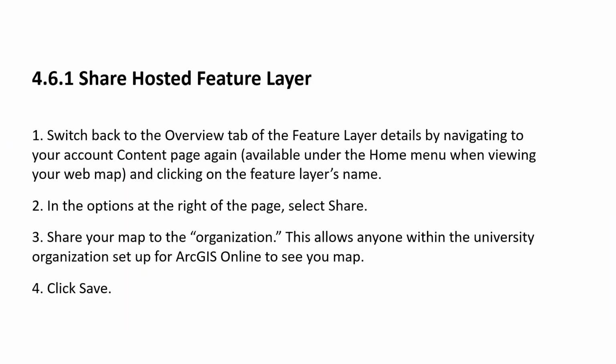The last step is to share your map. The first option is to share the hosted feature layer. First, switch back to the Overview tab of the feature layer details by navigating to your account content page again and clicking on the feature layer's name. In the options at the right of the page, select Share. Share your map to the organization. This allows anyone within the university organization set up for ArcGIS Online to see your map. Click Save.